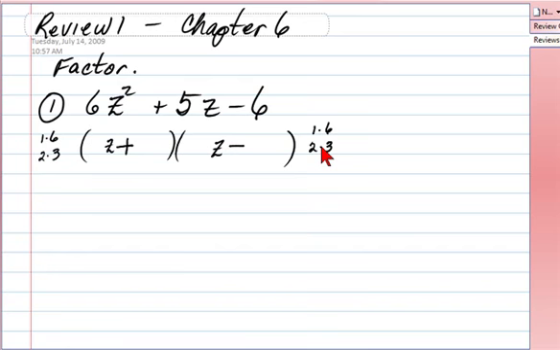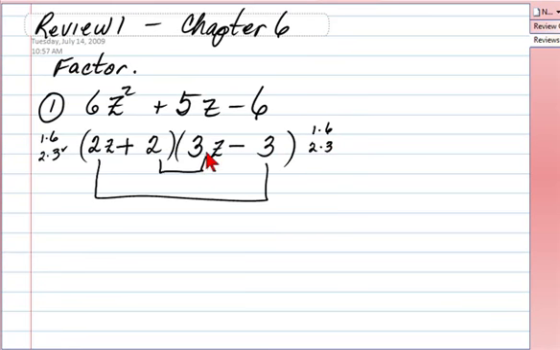So, somebody want to just make a guess, and I'll write it down. You want me to start with 1 and 6 or 2 and 3? 2 and 3, okay? Now, I'm starting here. Over on the constant, do you want me to start with 1 and 6 or 2 and 3? Somebody said 2 and 3, so I'll put 2 and 3. Now, what I need to do is make sure that I check for my outers and inners. My outer product is negative 6z. My inner product is 6z, which gives me a 0 middle term, but I have 5. So that's not right.